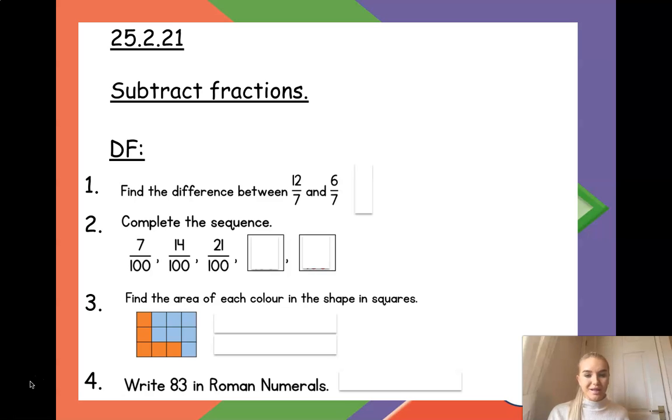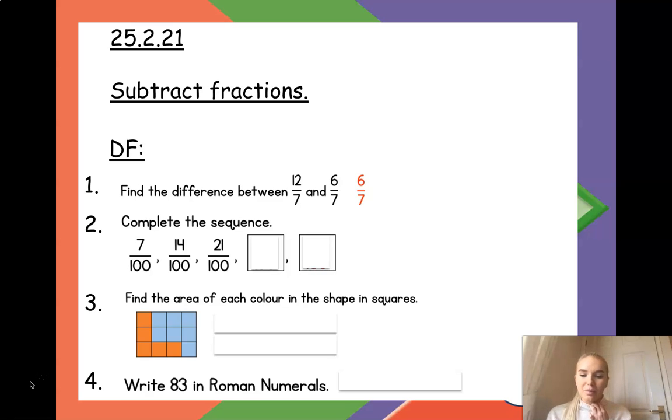Okay, question number 1. Find the difference between 12 sevenths and 6 sevenths. Well, we know when we are finding the difference, we are looking at what number you add to maybe 6 sevenths to get 12 sevenths, and the missing number is 6 sevenths.